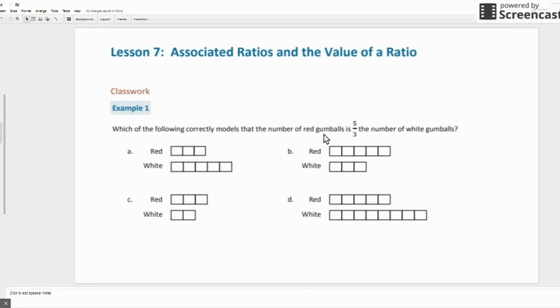Which of the following correctly models the number of red gumballs associated with the numerator?